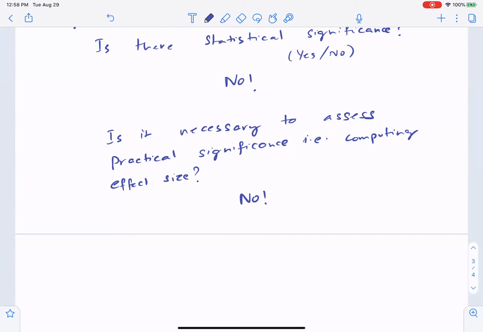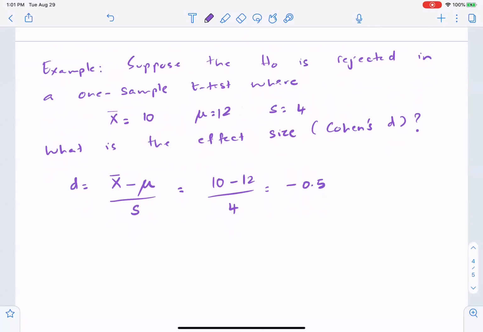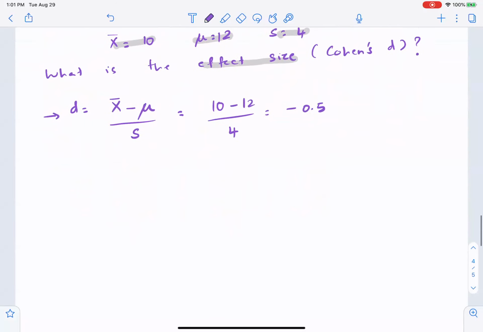Had I found statistical significance, I would go and assess if it is also practically significant. But if there is no statistical significance, we just stop right there. Suppose the null is rejected. So this statement indicates that we need to assess for practical significance. Hence, I'm going to compute effect size. I'm giving you mean, population mean, standard deviation. I'm computing the effect size using the formula, which would also be given. I get a value of negative 0.5.